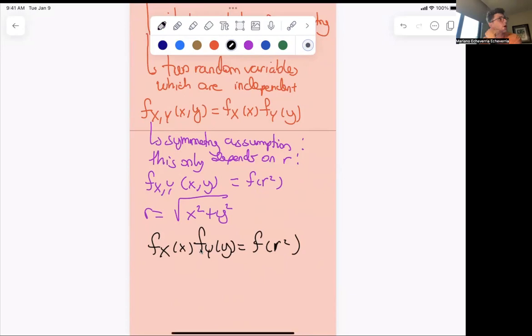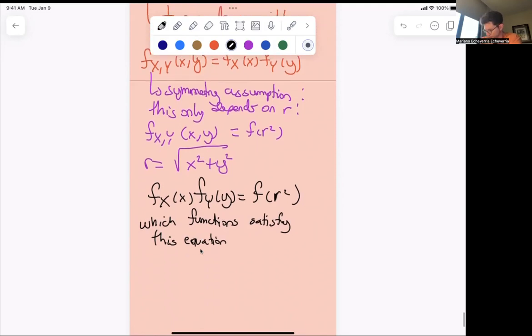The question is, what functions could satisfy this? There are a priori three functions: f of x, f of y, and f. So which functions satisfy this equation? With e to the negative x squared, it satisfies it, correct. Although that's what we need to prove now. The cool thing is to prove that that's the only one that satisfies it.